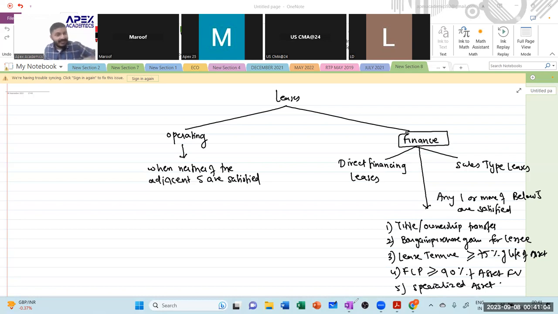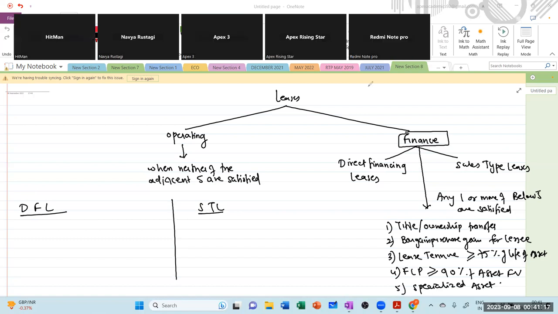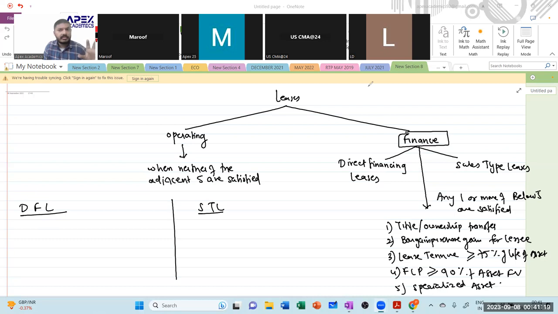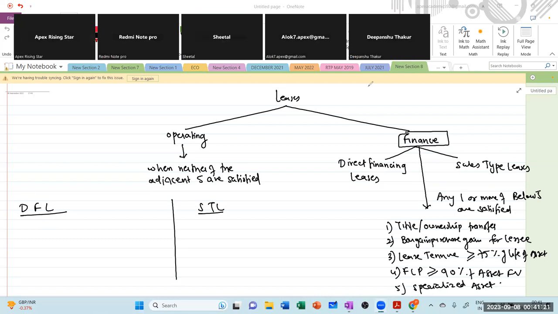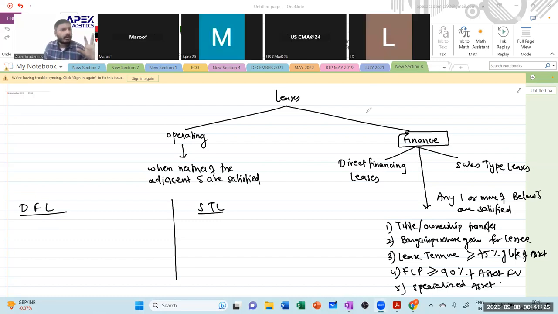Wait. Haripriya sent me a message. I was very worried. Pushkar, I don't understand the difference between direct financing lease and sale type lease. Haripriya, are you there? Yes or no? Maybe she's gone. She sent a message: I don't understand the difference between direct financing lease and sale type lease. So don't worry.